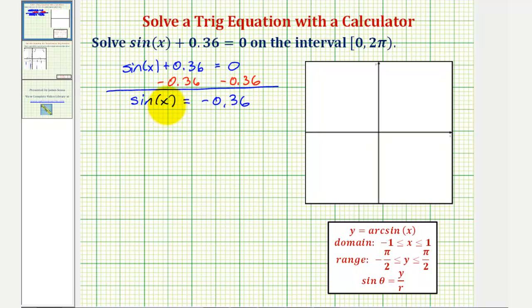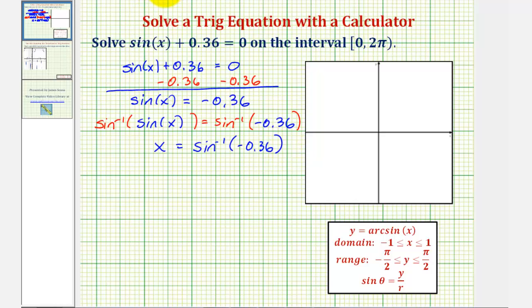So to solve this equation for x, we would take inverse sine or arc sine of both sides of the equation. So if we take inverse sine of both sides of the equation, this would give us inverse sine of sine x equals inverse sine of negative 0.36. So on the left side, inverse sine of sine x is equal to x, and on the right side we have inverse sine of negative 0.36.